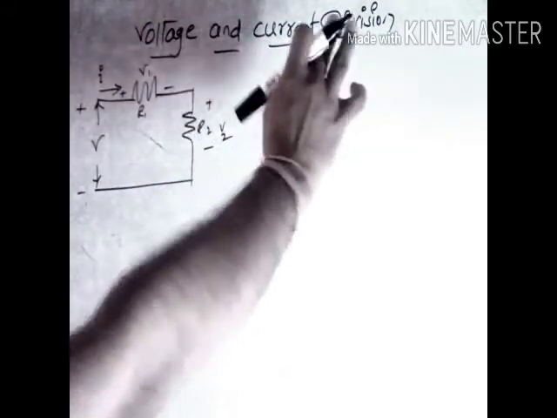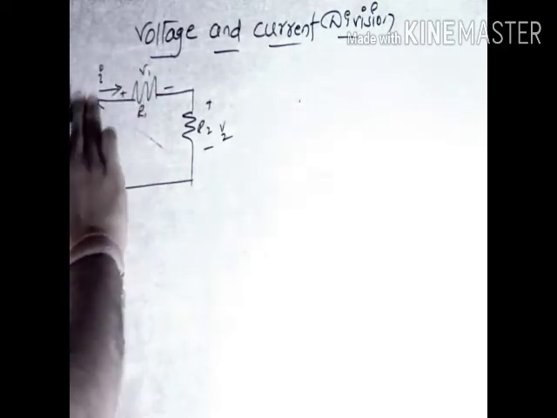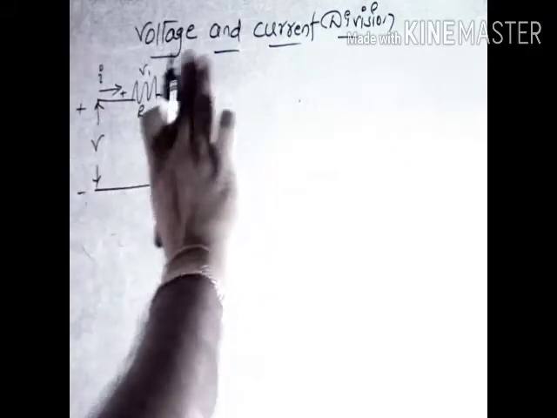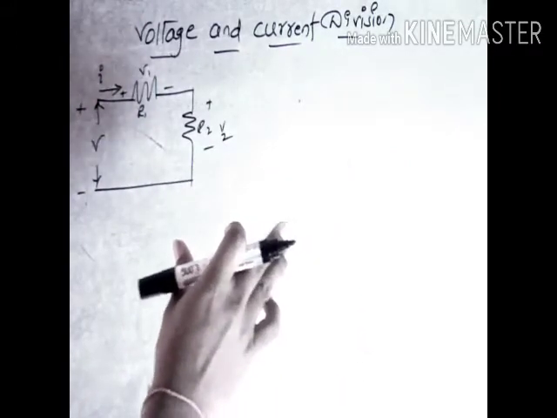Next is voltage and current division. According to KVL, KVL is applied to series circuits only. According to KCL, KCL is applied to parallel circuits.